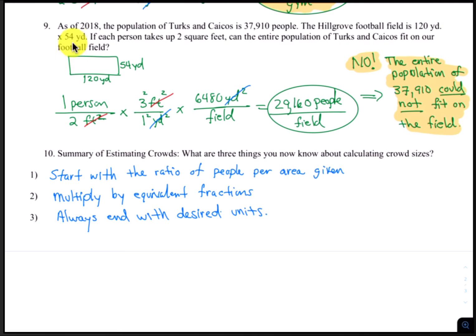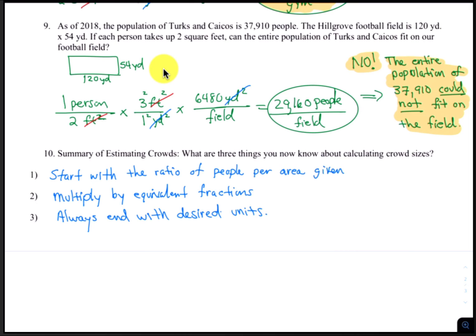For number 9, as of 2018, the population of Turks and Caicos is 37,900 people. The Hillgrove football field is 120 yards by 54 yards. If each person takes up 2 square feet, can the entire population of Turks and Caicos fit on your football field? Well, let's figure out this area again. The area is 120 yards by 54 yards.